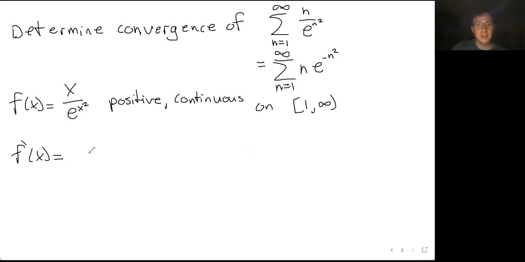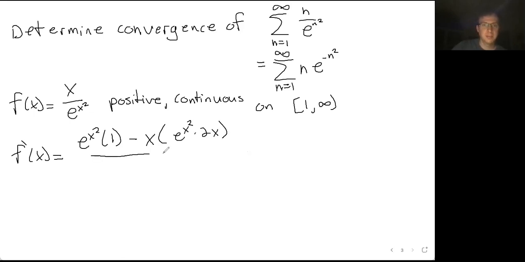So we take the derivative, this is the chain rule, this is low d high, derivative of x is 1, minus high d low, this is the chain rule, e to the x squared times 2x, all over the denominator squared.